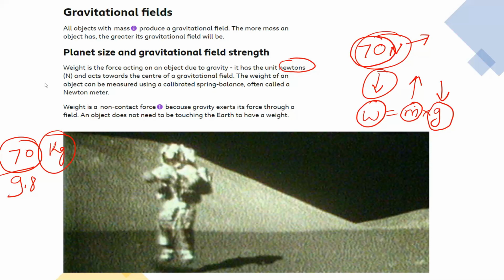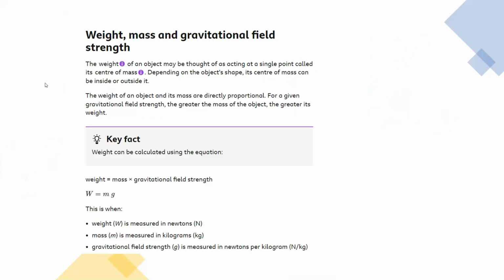Now moving on to the next. This is what we have just done, the concept of weight. So weight is equal to mass times gravitational field strength, which is g. Weight is equal to mass times gravitational field strength, and the units are already given.